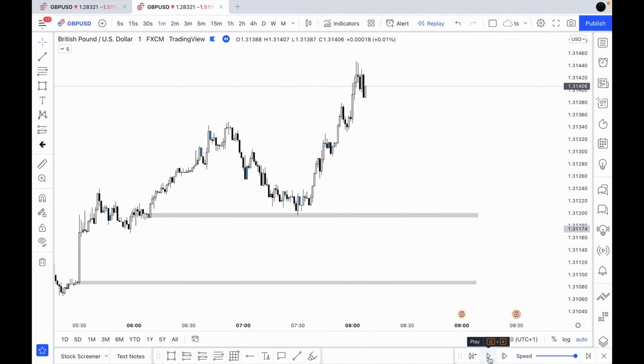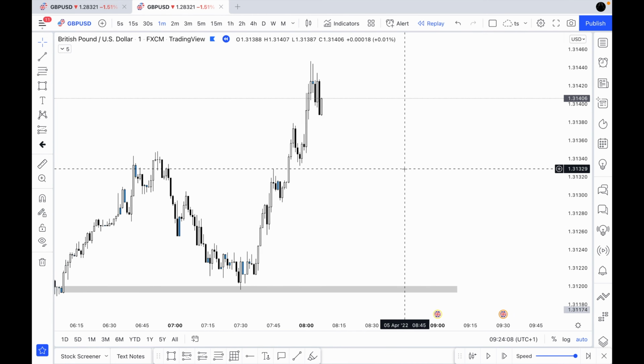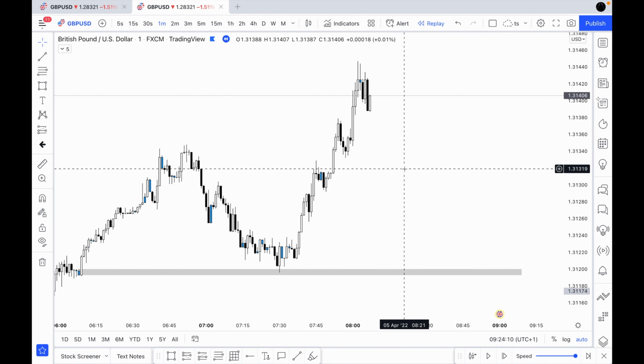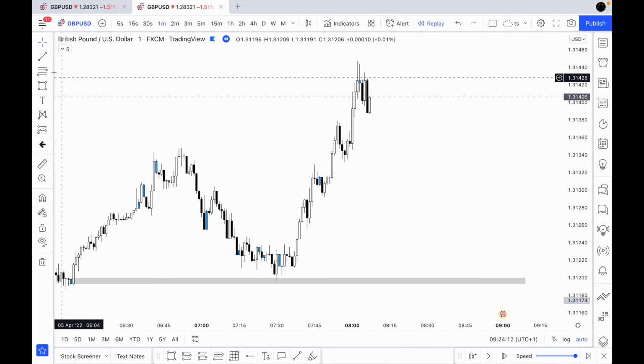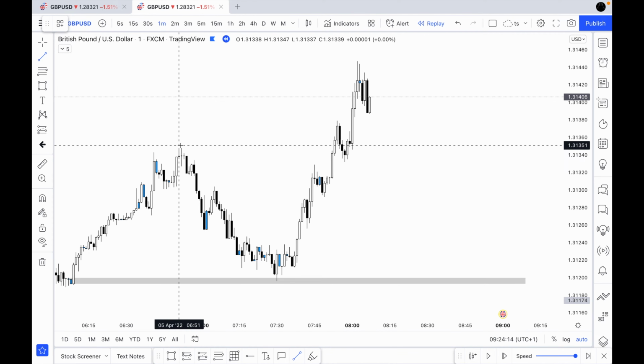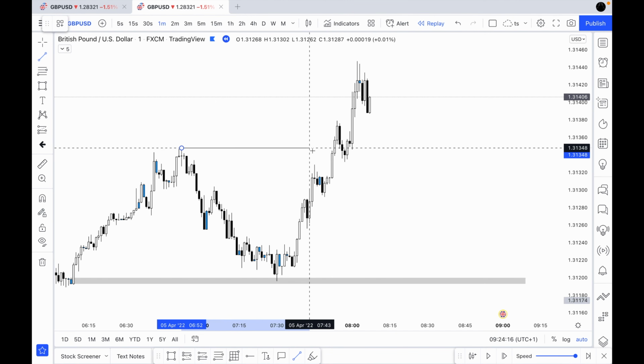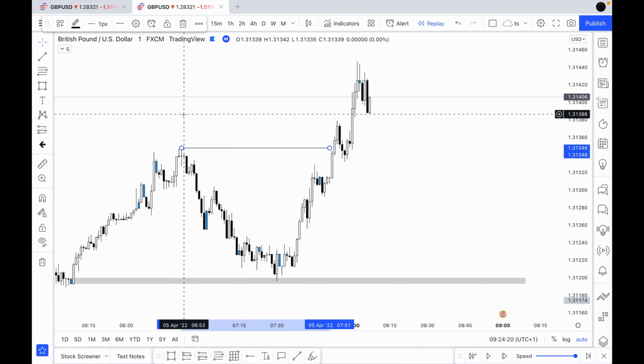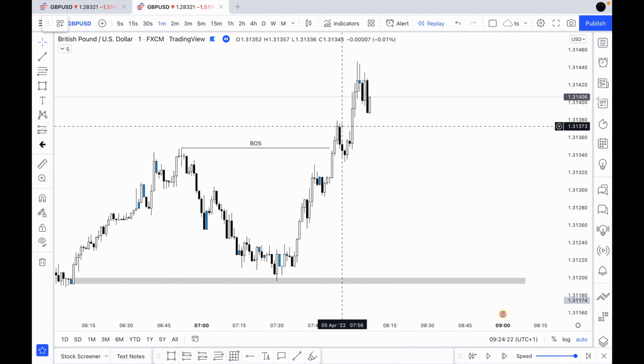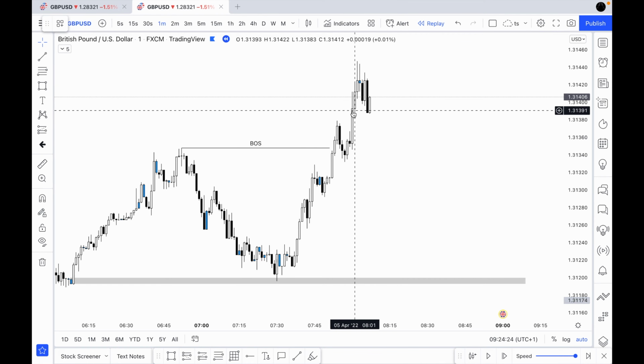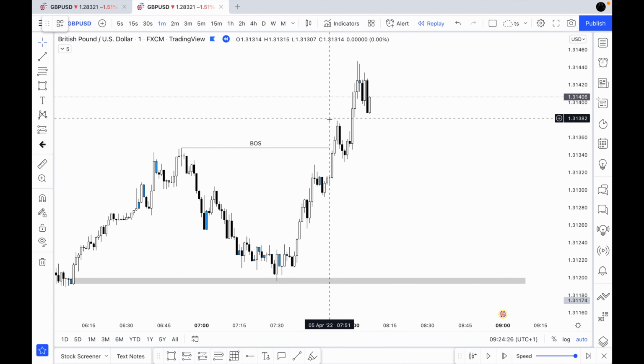Okay, so we're creating new highs. So here we can see, as we're creating new highs, we've broken this structure. So let's mark this as a break of structure. Okay, then we've had a pullback, but then we've pushed up again and we've broken this high here. Now it's not a very significant high, but it's still a high and it's still been broken. So let's mark that up as a break of structure as well.